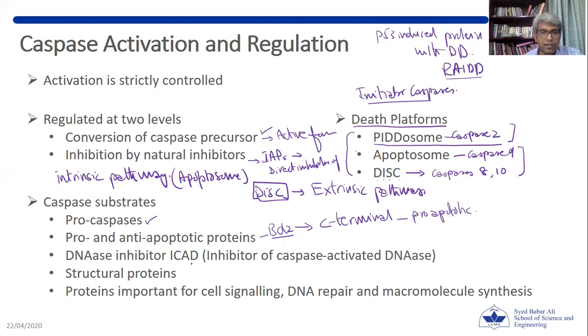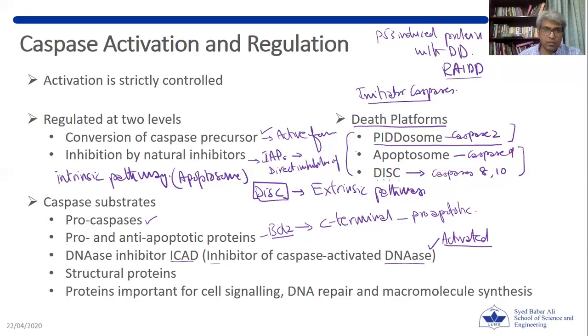Similarly, caspases can cause activation of DNases by cleaving ICAD. ICAD is cleaved by caspases. ICAD is inhibitor of caspase activated DNases. So this protein, ICAD, inhibits DNases. And when caspases are activated, they cause cleavage of ICAD. So the DNases are activated. These DNases then cause fragmentation of the DNA or cleavage of the DNA.